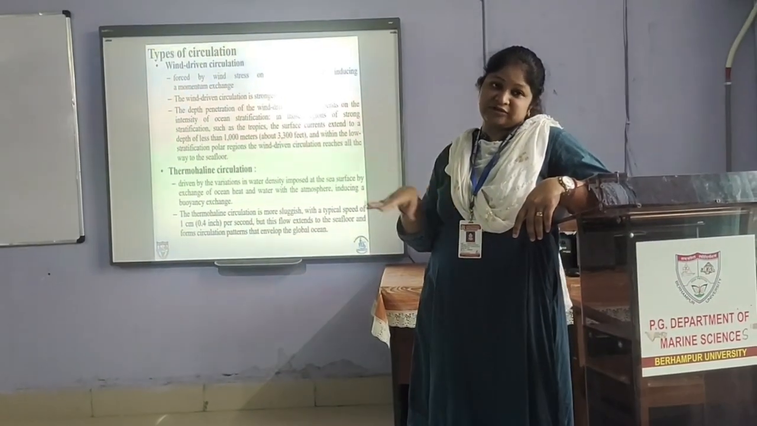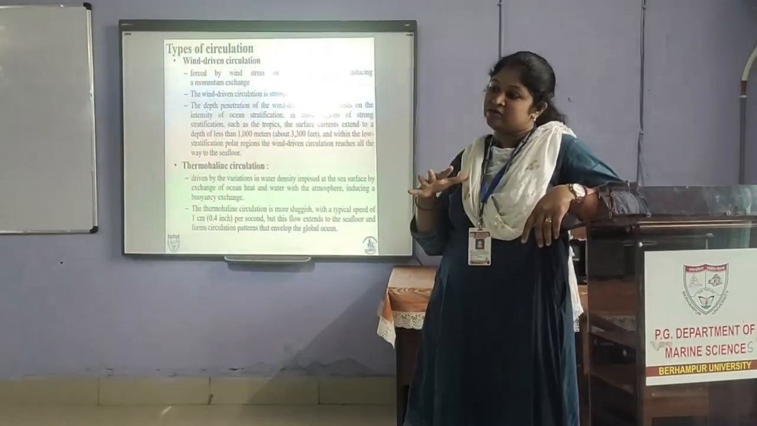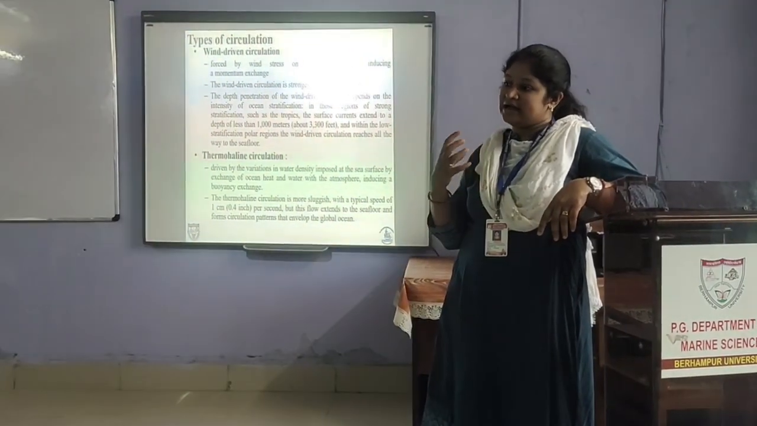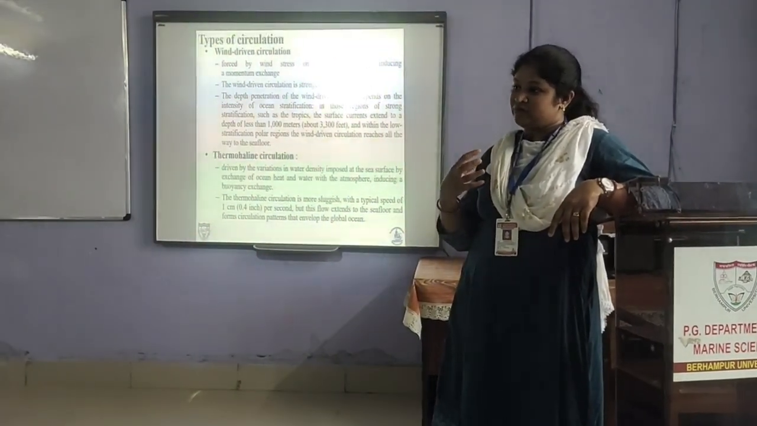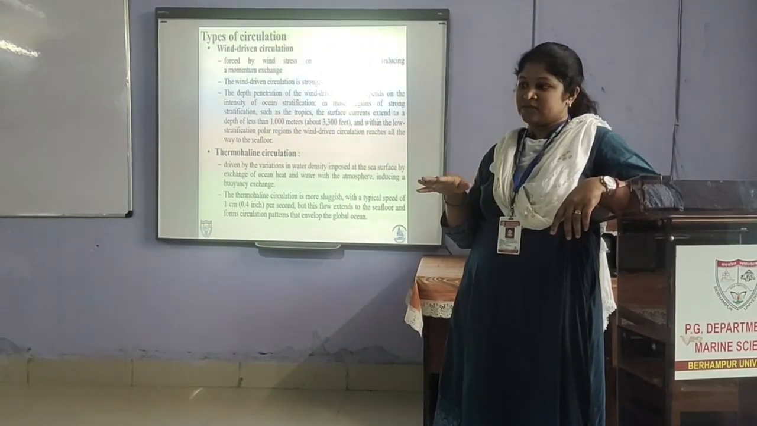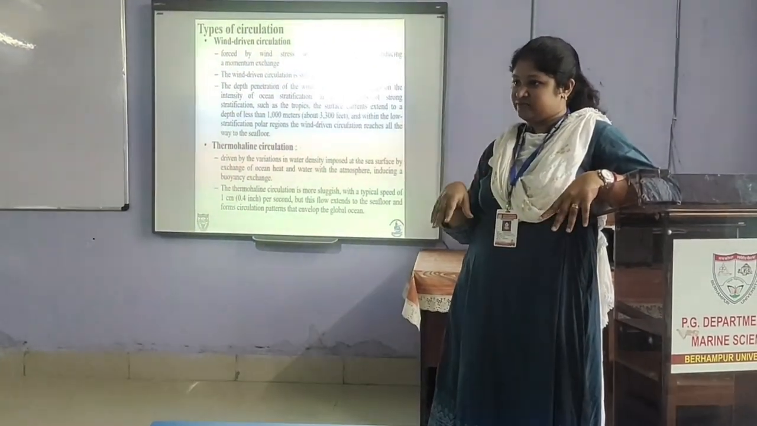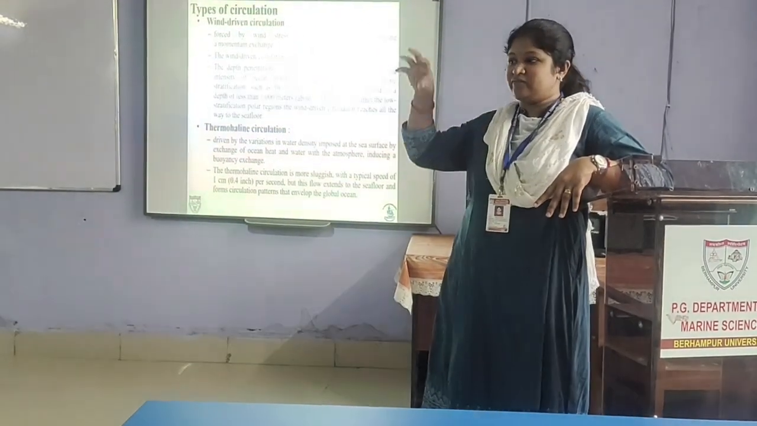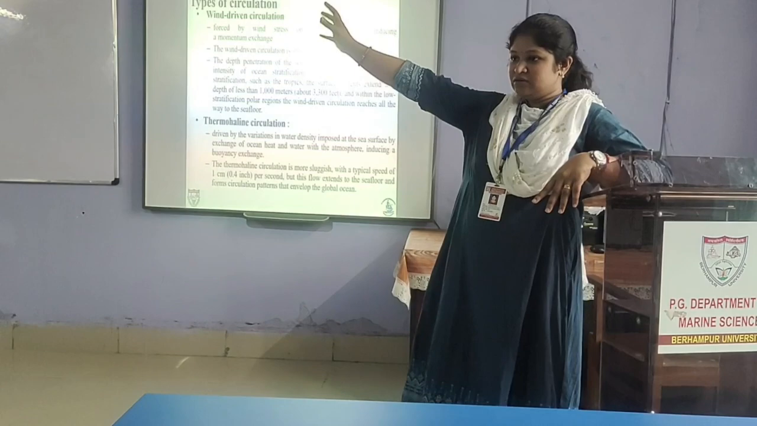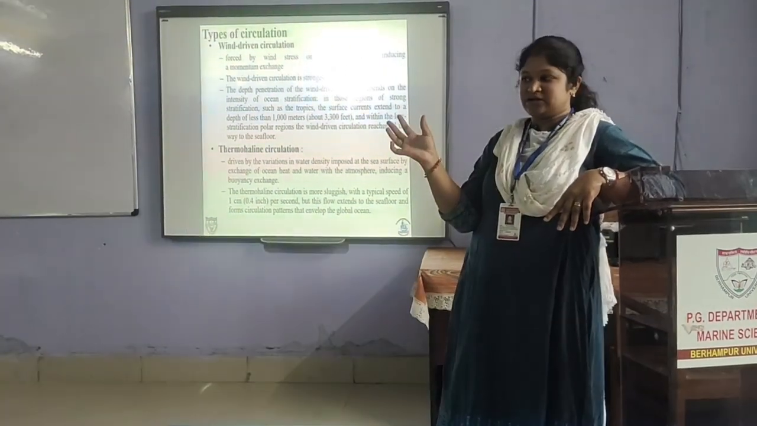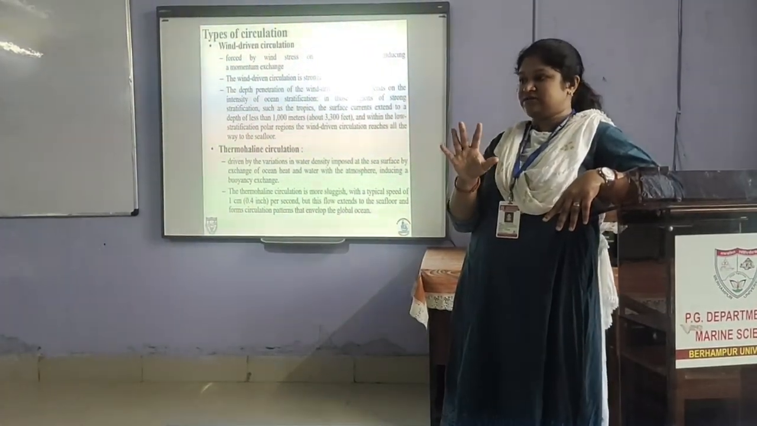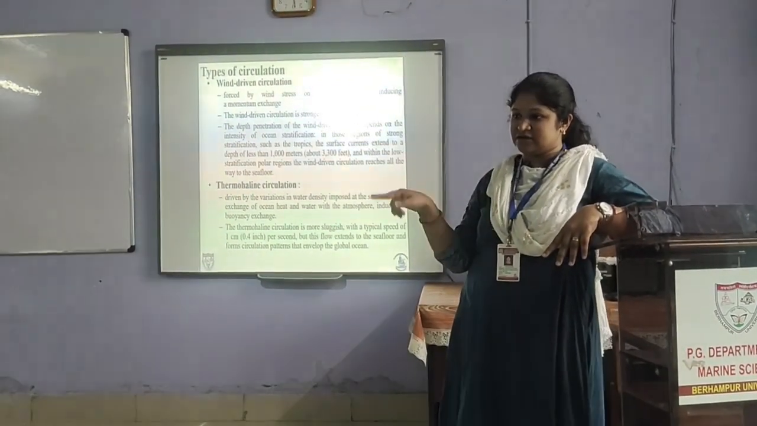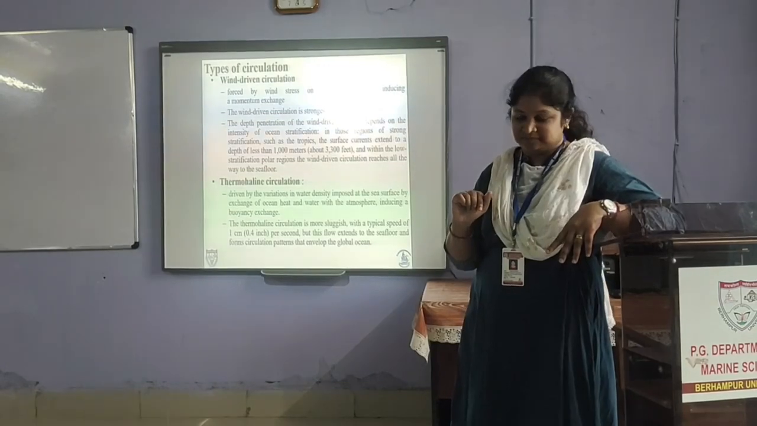In the polar region, what happens? Because of low temperature, high dense water will form. Whereas in the equator, because of higher temperature and rain and all, low dense water will form. So water will flow from the high density region to the low density region to complete that circulation. It is called thermohaline circulation.